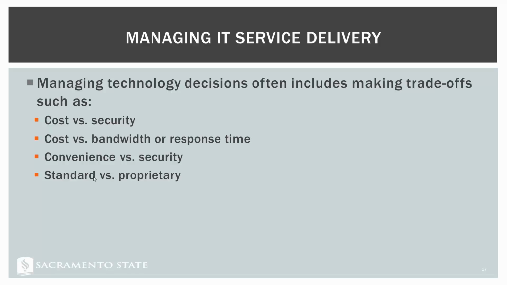Similarly, what about software and also services? Do we go with what's very standard, what's very common across the organization, whether this is a system, a piece of hardware, or a piece of software, or do we go with something that is completely proprietary to us that might give us certain advantages, but may not integrate very well and may not be as easy to support? And so we have these trade-offs that we have to manage in an IT organization.